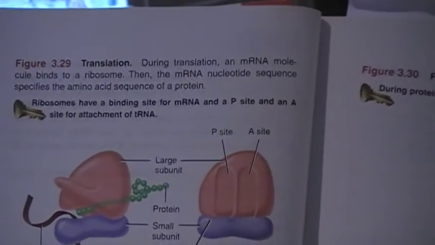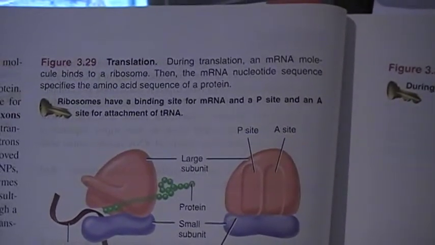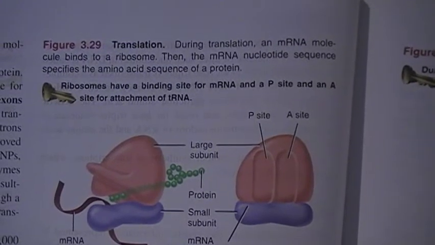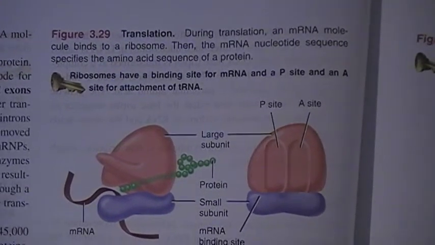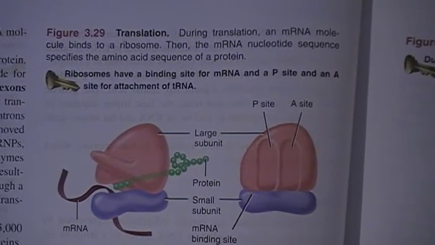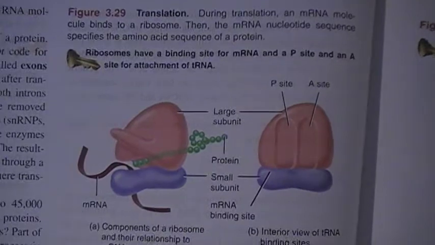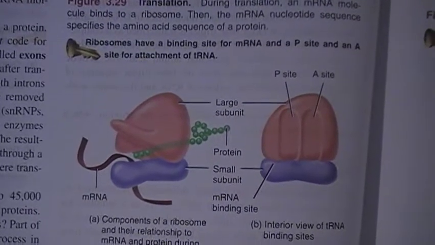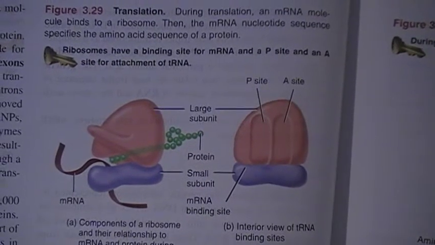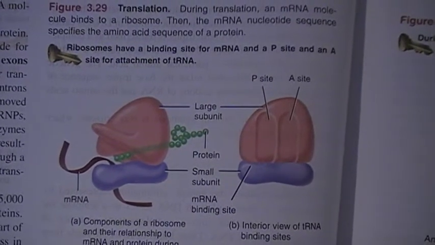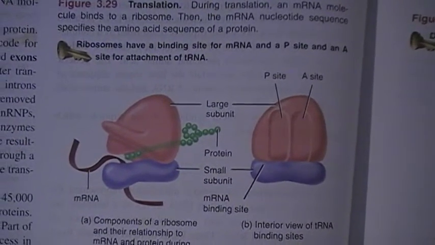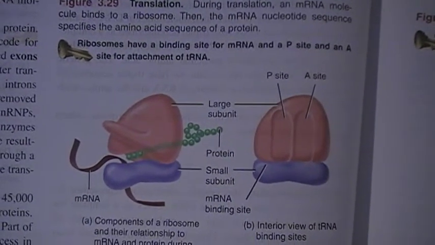Translation occurs in this way. The mRNA molecule binds to a ribosome. Then the mRNA nucleotide sequence specifies the amino acid sequence of a protein. Ribosomes have a binding site for mRNA and a P site and an A site for attachment of tRNA.